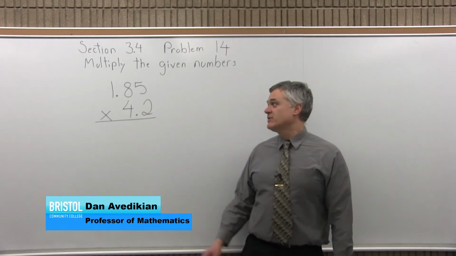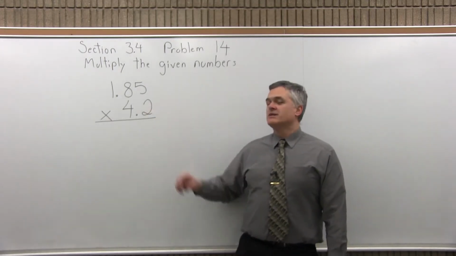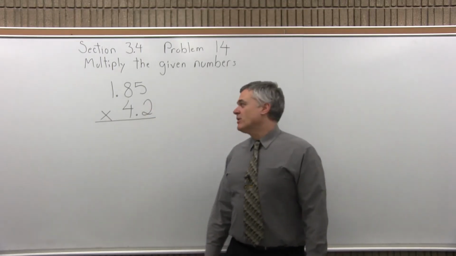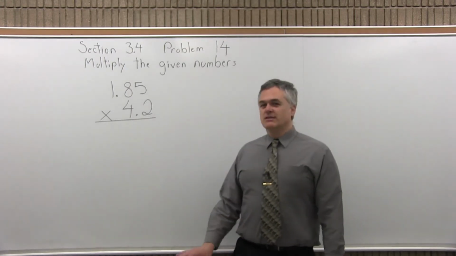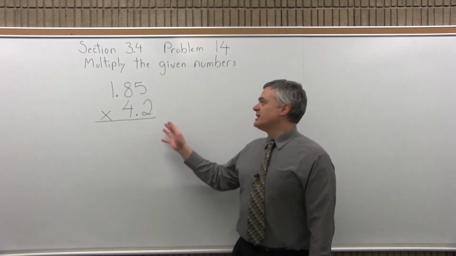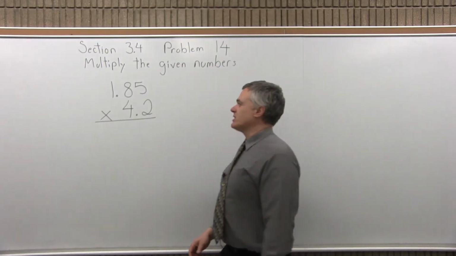It says multiply the given numbers, and we have 1.85 times 4.2. So at first, just ignore the decimals. Multiply 185 times 42, get the answer, and then once you have the answer, you can put the decimal into your answer where it's supposed to go.